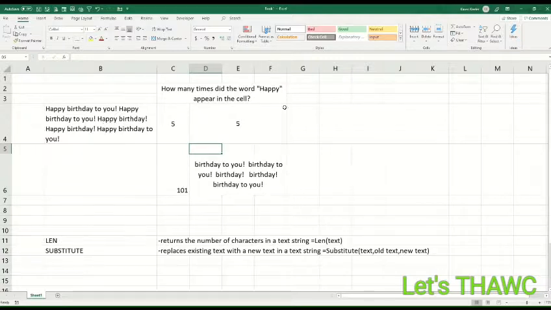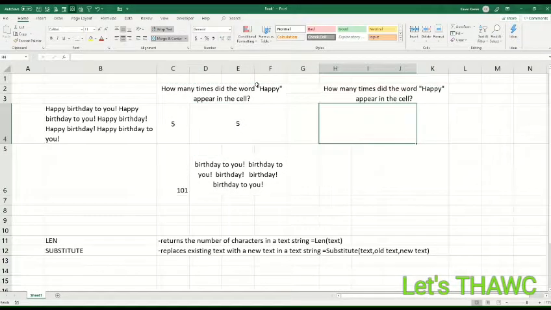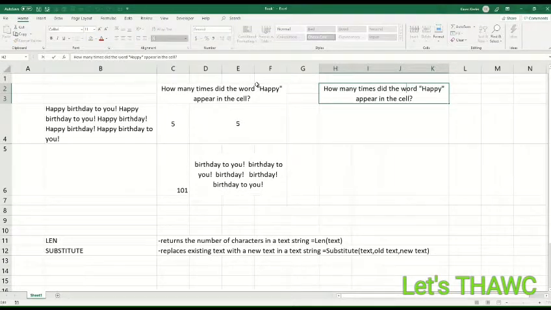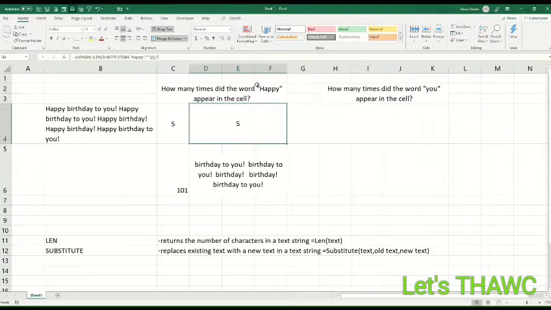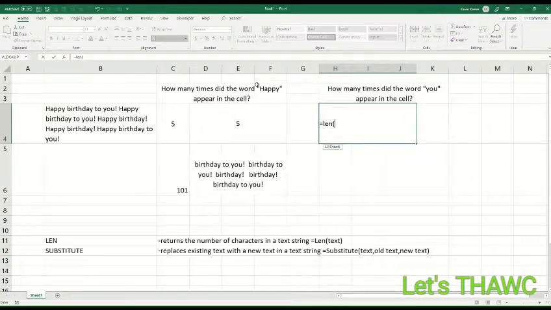Now, what if we want to find out the number of times the word "you" has appeared in the cell? Using the same formula, we get the number of characters and then get the number of characters again by substituting the word "you" with the blank. Let us just count first. How many times have we seen the word "you" in this particular cell? There's 1, 2, and then 3.